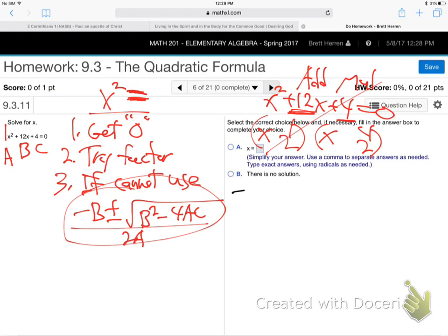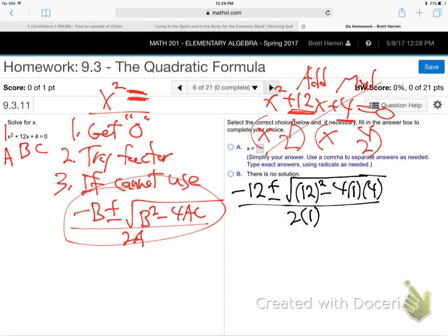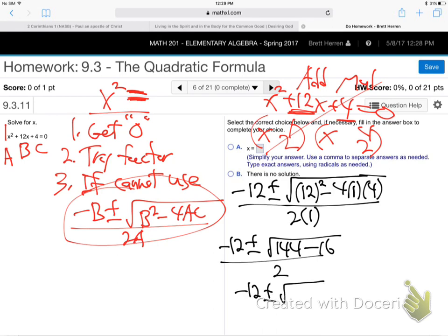So negative b, negative 12, plus or minus the square root of b squared minus 4 times a times c, all over 2a. We good to there so far? Plug in your a, b, and c to the old quadratic formula. Hopefully I didn't mess up this time. 4ac over 2a, right? Good. And so then it's negative 12 plus or minus the square root of 144 minus 16, over 2. It's negative 12 plus or minus the square root of 128. Oh, it doesn't come out nice, does it?